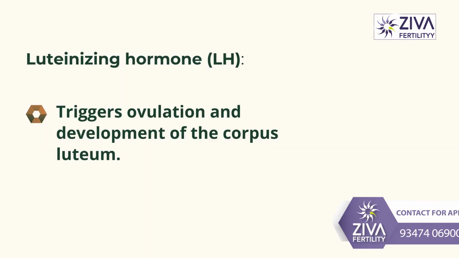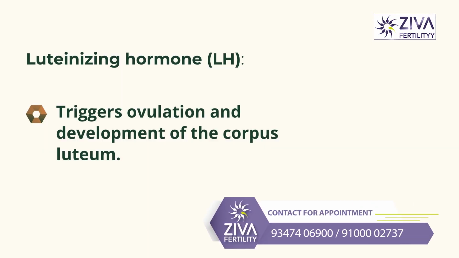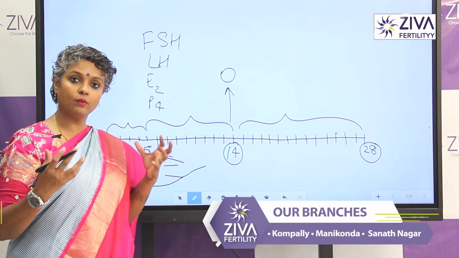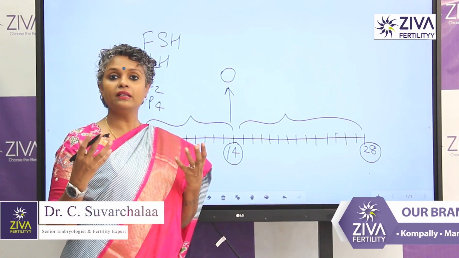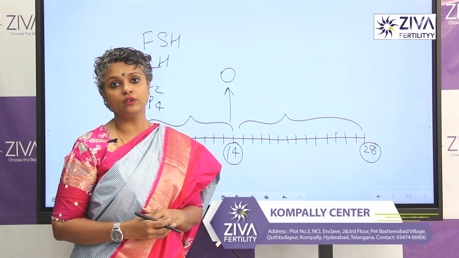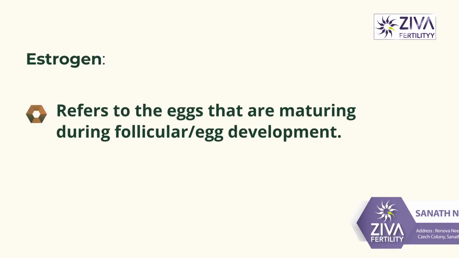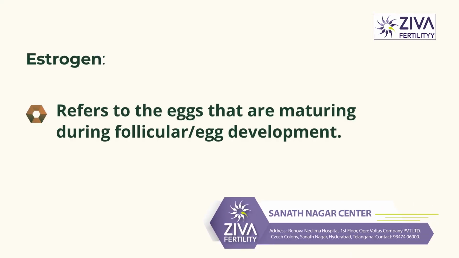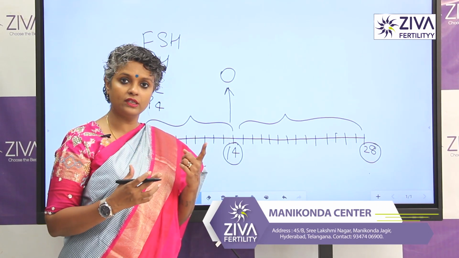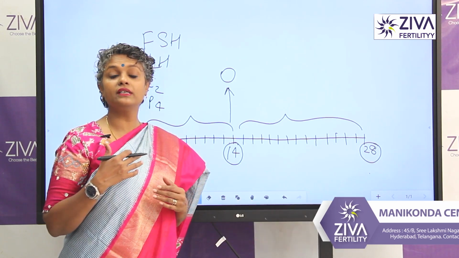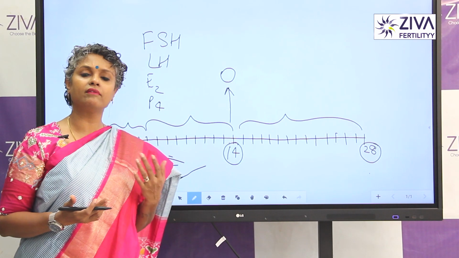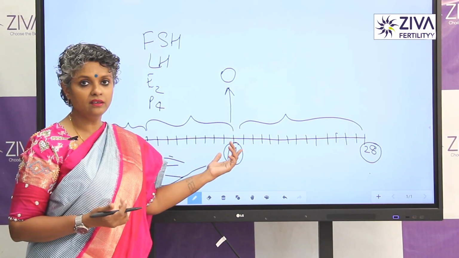LH, luteinizing hormone, is very critical for making the egg ovulate. The LH surge comes from the pituitary, from the brain, and this increase in luteinizing hormone will make the egg ovulate. Estrogen, on the other hand, is from the eggs that are growing. Like I said, during the follicular phase, many eggs are selected, out of which only one ovulates. But all these eggs are also releasing estrogen. Estrogen is very important for follicular development, for egg development, and finally the release in the ovulation period.